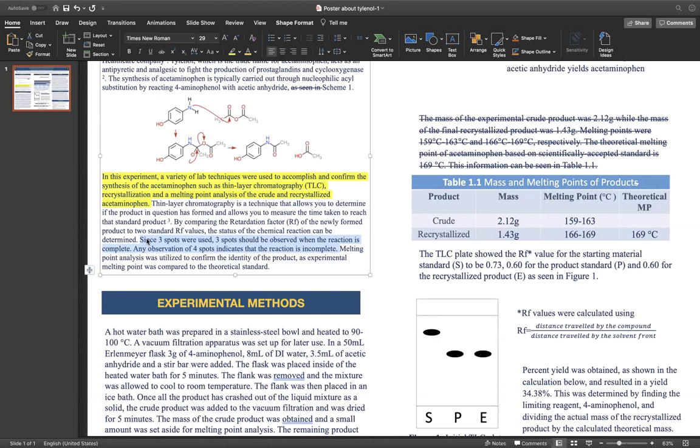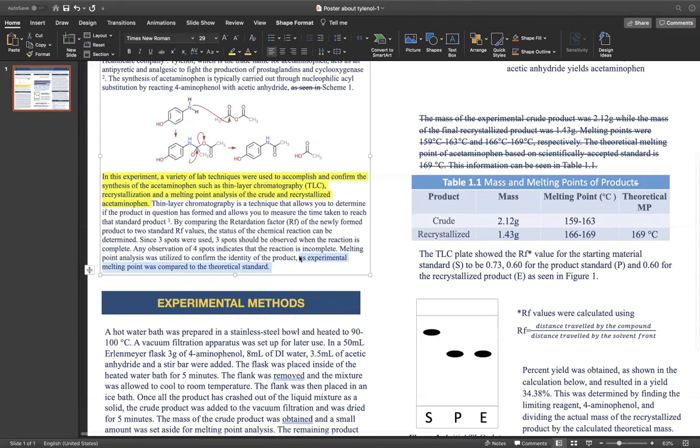Okay. And then it says melting point was utilized to confirm the identity of the product. You are confirming whether or not the product is pure and not related to identity, right? We're characterizing it by melting point as well as IR, right? You don't have to mention that you're comparing it to theoretical standard. You could include the theoretical standard here or later.